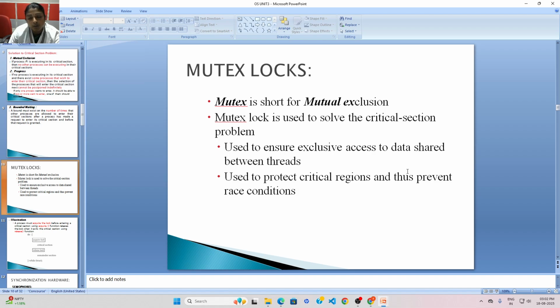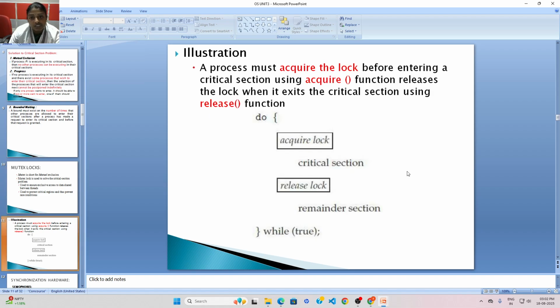Next, mutex locks. Mutex stands for mutual exclusion. It solves the critical section problem. After that, the job will be executed under the mutex lock. Next, an illustration. There are locks available: acquire lock and release lock. If some process is in the critical section, other jobs are not allowed. The acquire lock gives a job access to the critical section. The job has to complete, and next it will be released. These are the functions used in the critical section.